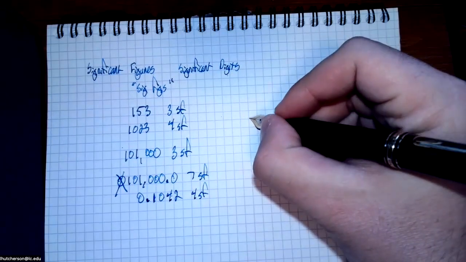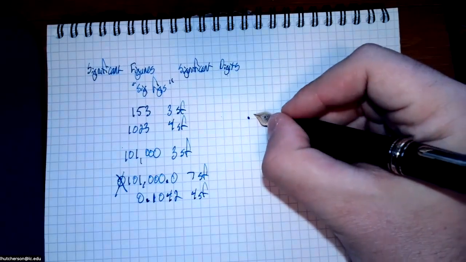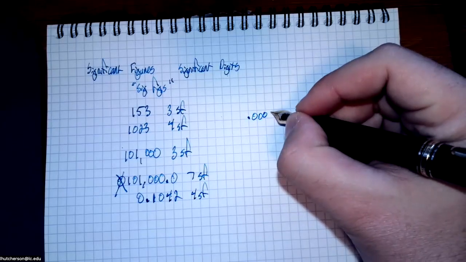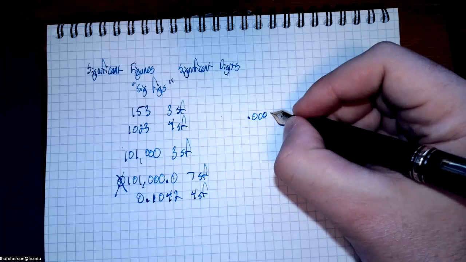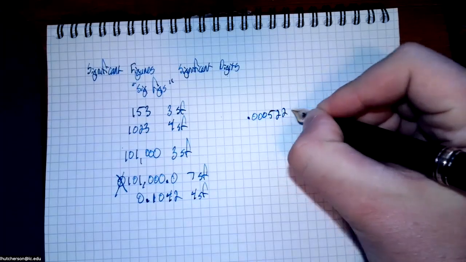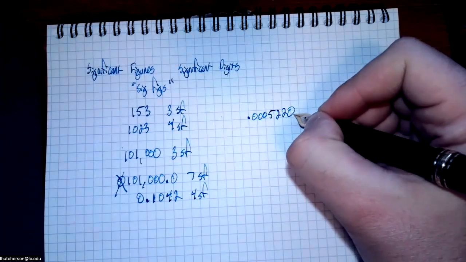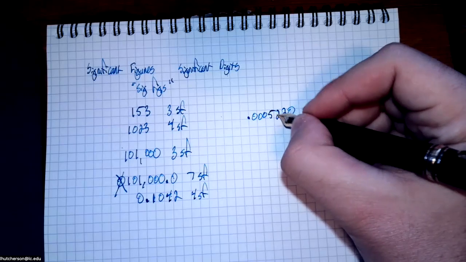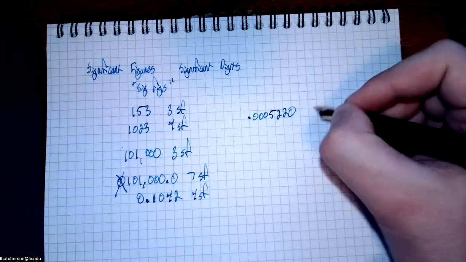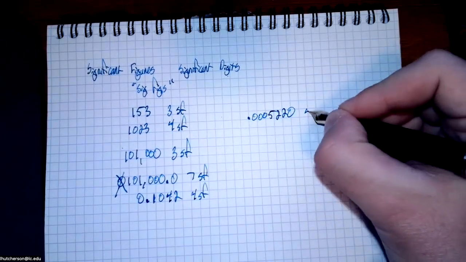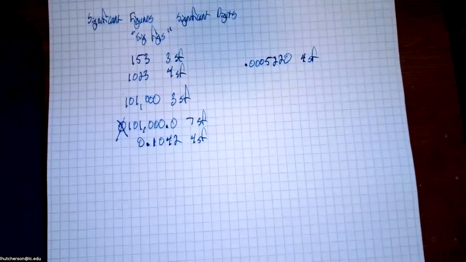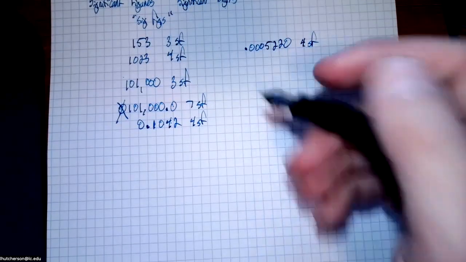Now, if I have a decimal point and I have a couple of zeros, I should not start counting until I get to a non-zero number. But any zeros that I have after that are significant. So 0.00052220 is going to have 4 sig figs. All right. So that's how we determine sig figs.